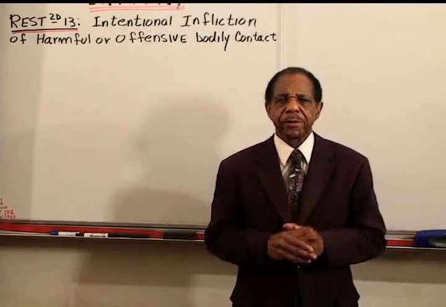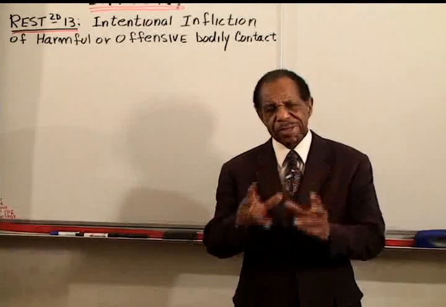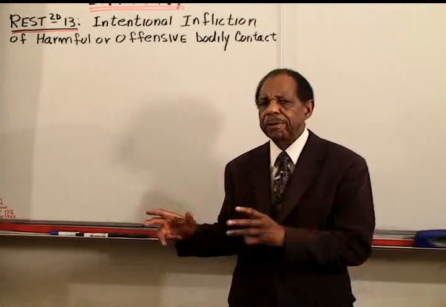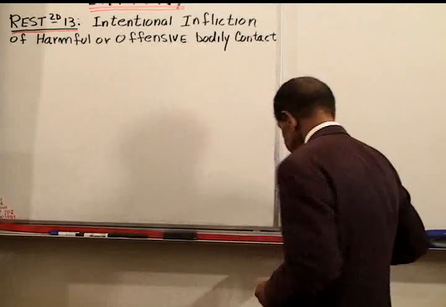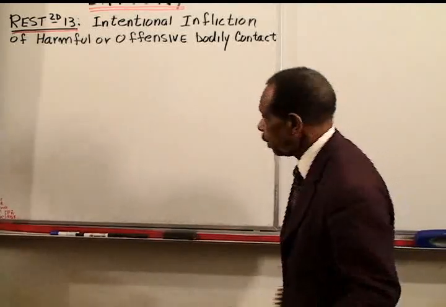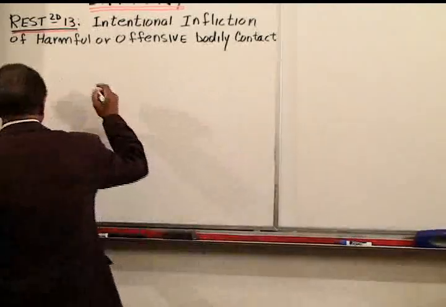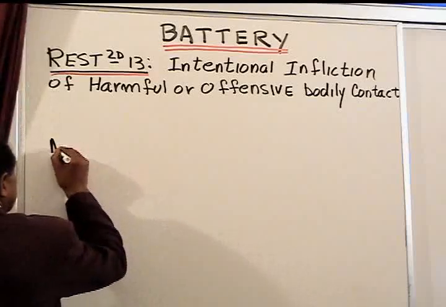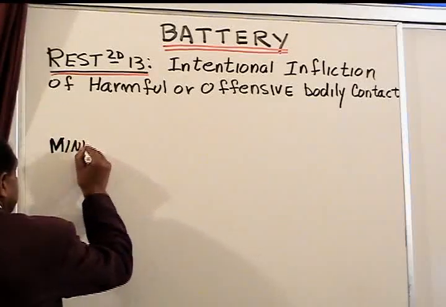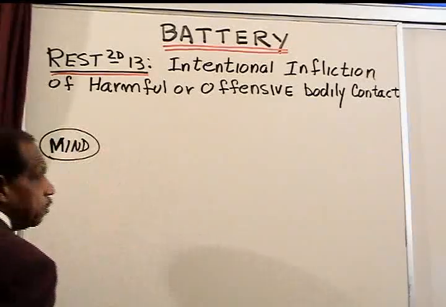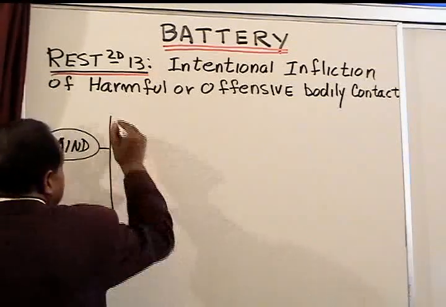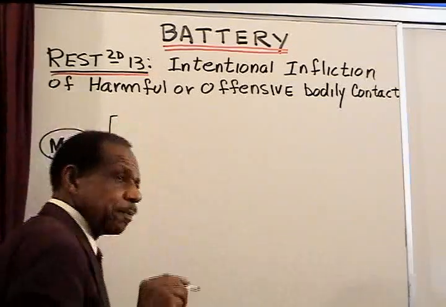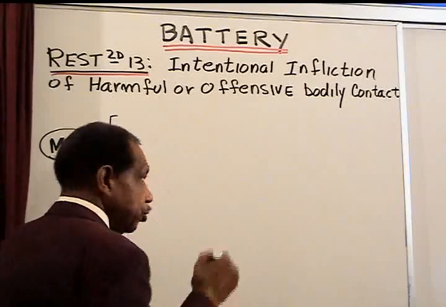Let me be very clear. Let's take it in small pieces so you can see exactly how the whole state of mind thing works. First, let's begin with battery. We have someone's mind, and this mind has to do two things for battery. One, it must intend to do some act.